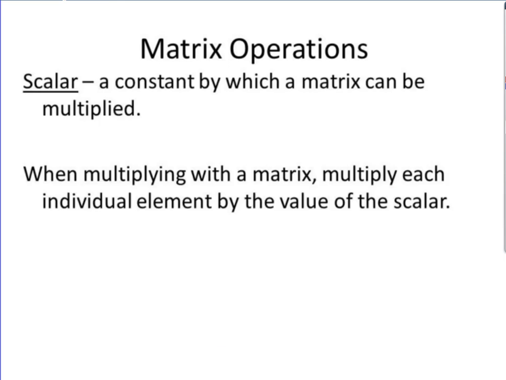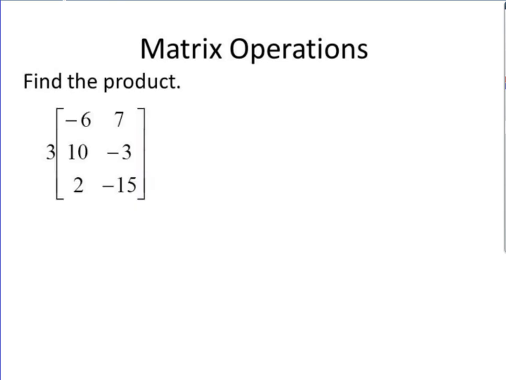A scalar is a constant by which a matrix can be multiplied. So it's a number that you're going to multiply by the entire matrix. When you multiply with a matrix, you're going to multiply each individual element by the value of the scalar. So you just need to think you're going to distribute that scalar to each piece inside the matrix itself. So we're going to take this 3 and we're going to distribute it here, here, and here.